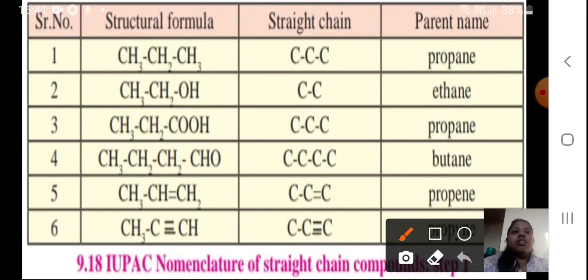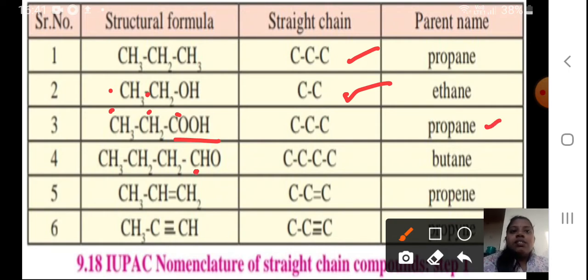Okay, you can see here straight chains are shown. Here also it has become ethane. So 2 carbons are there, 1 and 2, right? Here you have to take this carbon also. This is the functional group, right? But you have to take that carbon also. So it has become propane.